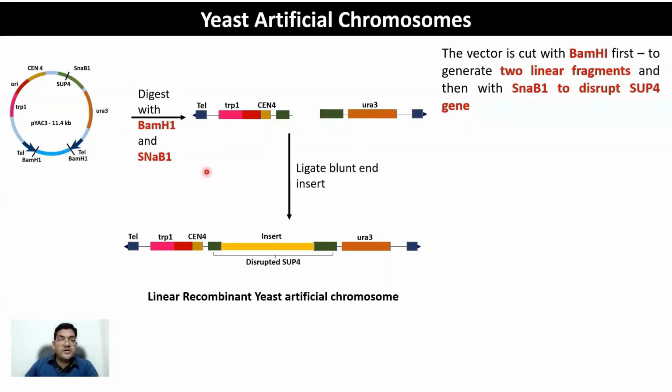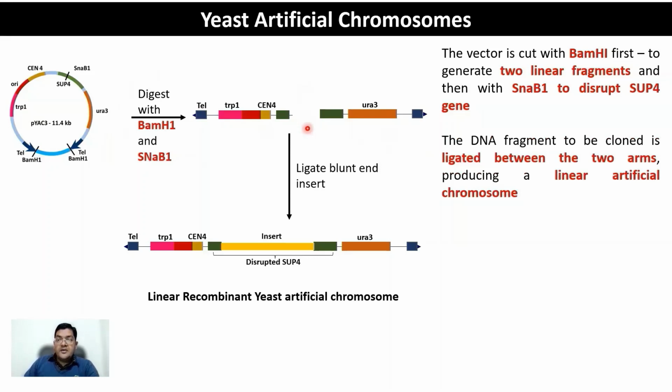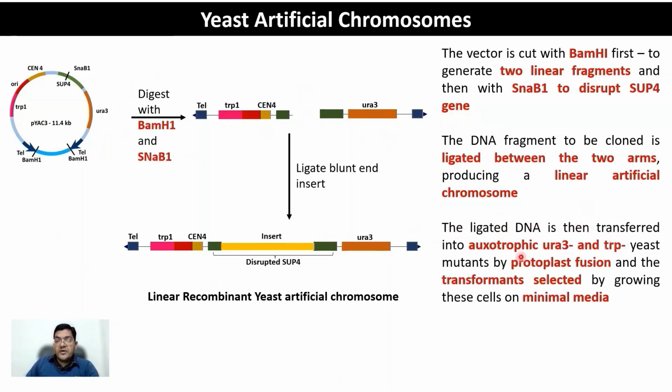So this is your first part here. You generate two fragments of the vector by partitioning it at the SUP4 gene here, right? Then the DNA fragment to be cloned is ligated between the two arms, producing a linear artificial chromosome, which is this one here. This is your insert in the SUP4 gene, which is now disrupted. The ligated DNA is then transferred into auxotrophic URA3- and TRP1- yeast mutants by protoplast fusion, and the transformants are selected by growing these cells in minimal media. So as I told you, you go for selection of transformants using an auxotrophic mutant host cell. These cells are deficient in synthesis of tryptophan and uracil.